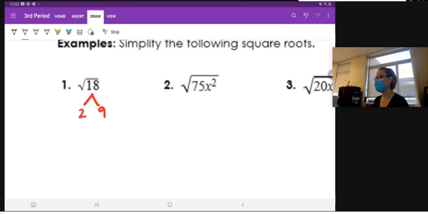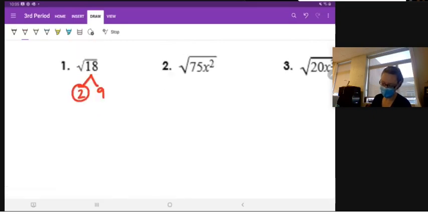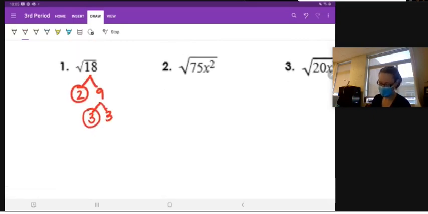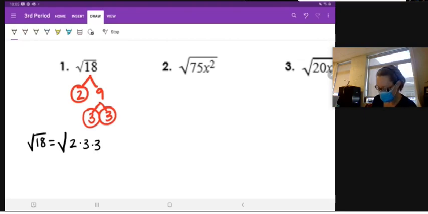Now 2 is done. We can't factor 2 down anymore because it only factors down into 1 times 2. We don't care about 1. Then 9 can factor down into 3 times 3, and both of these 3's are now done. I like to circle them when they're done. That helps me. So we rewrite the square root of 18 as the square root of 2 times 3 times 3.